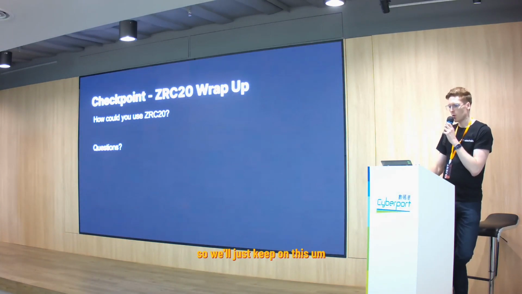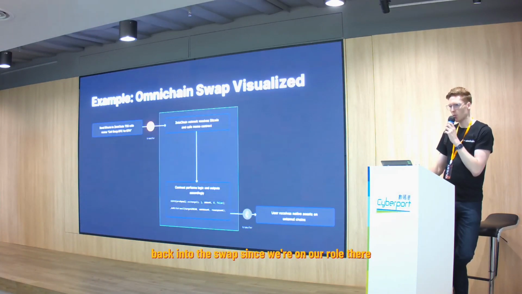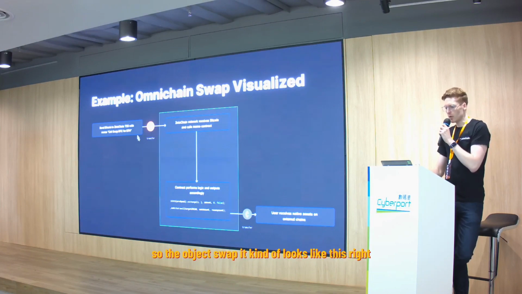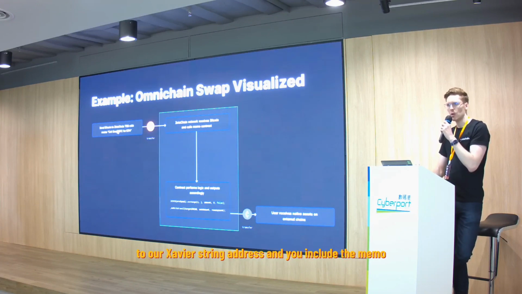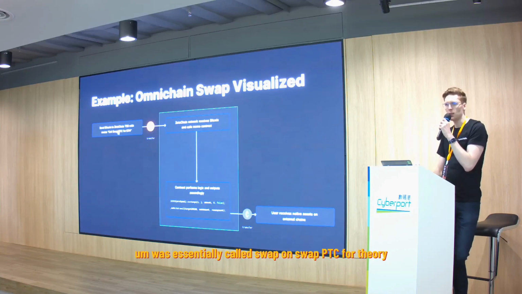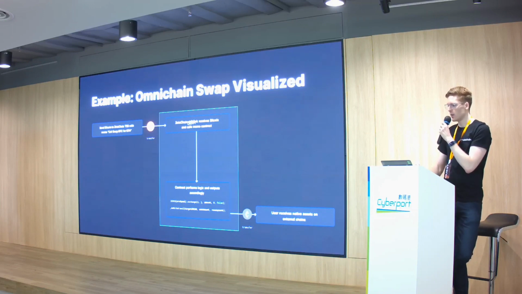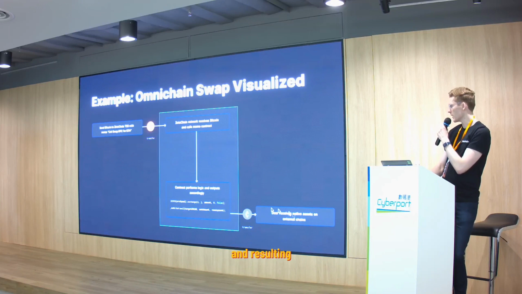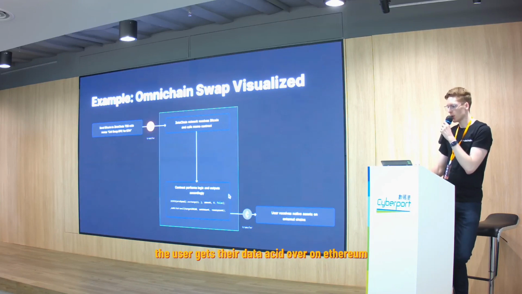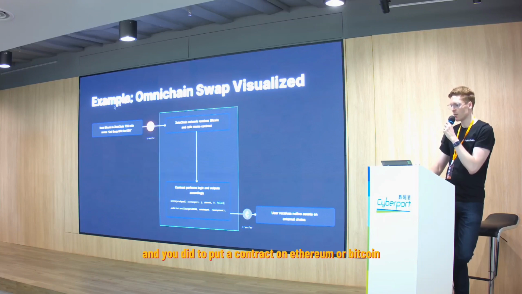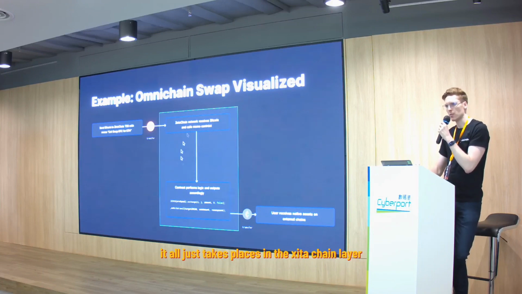Alright. We'll skip over this and dive back into the swap since we're on a roll there. So the omni-chain swap looks like this. You could send Bitcoin in to our ZetaChain address, and you include the memo with essentially call swap, swap BTC for Ethereum. The contract you're going to deploy is capable of doing this. It's going to receive the Bitcoin, read the call memo, and then perform that logic based on the contract you have. As a result, the user gets their native asset over on Ethereum. And you didn't deploy a contract on Ethereum or Bitcoin, obviously. It all takes place within the ZetaChain layer.